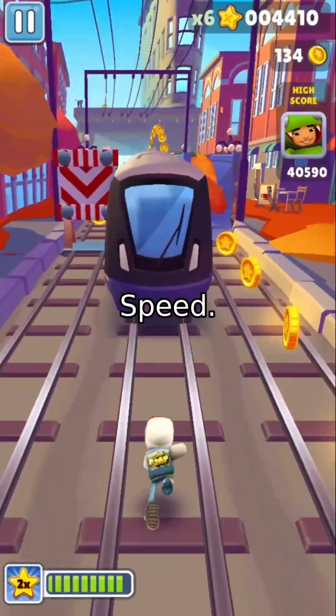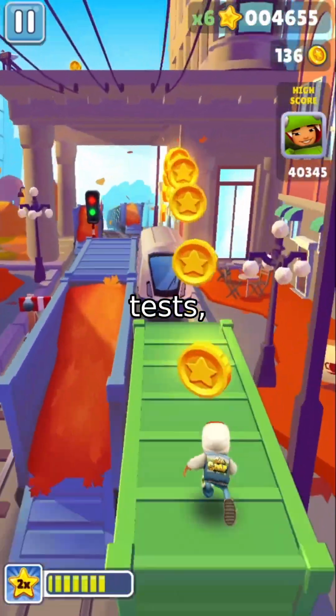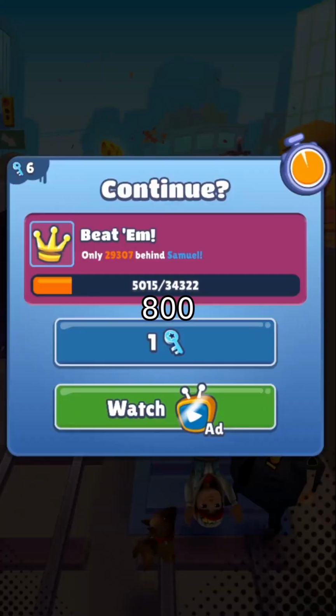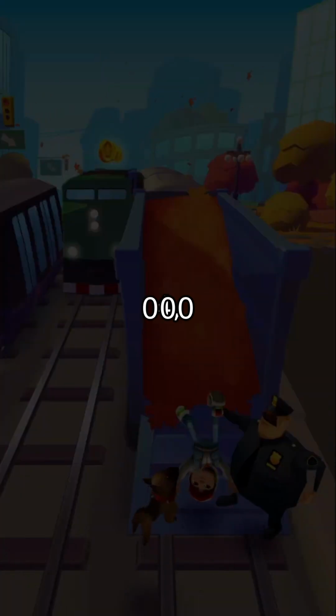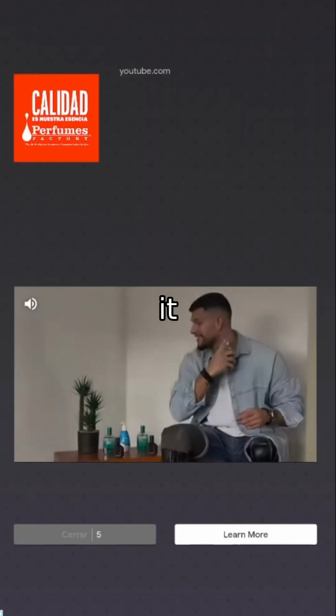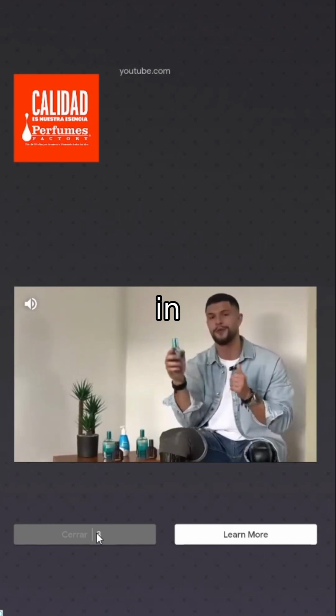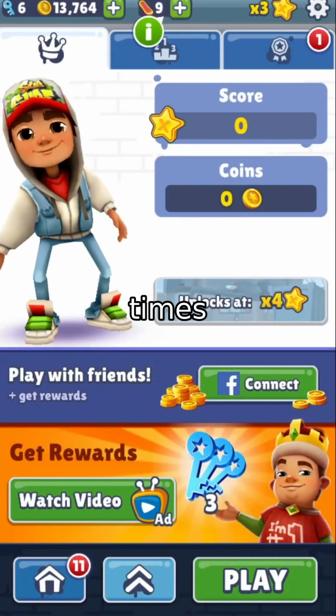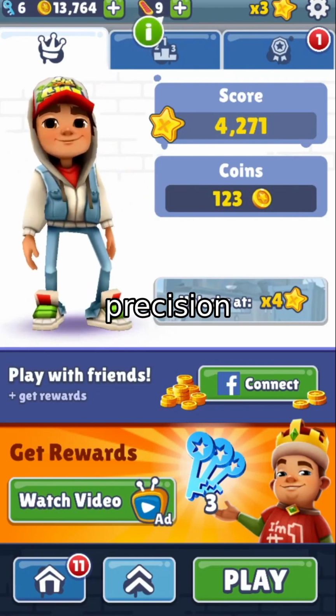The result? Speed. In real-world tests, FMC was 14 times faster than intrinsic k-means, cutting runtime from over 800 seconds to just 58 seconds on 4,000 brain-like data points. And it wasn't just fast, it was accurate. In texture classification, sorting cotton, wood, foil, FMC was 25 times faster than traditional methods while matching their precision.